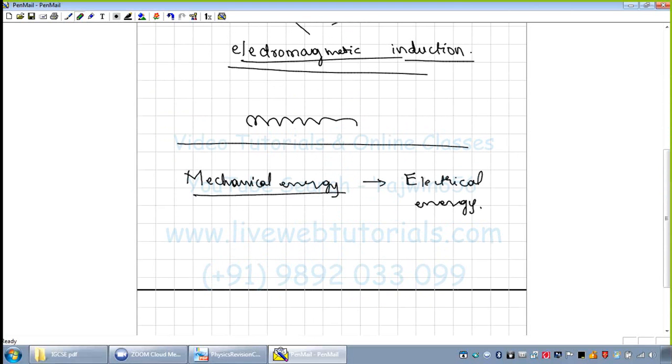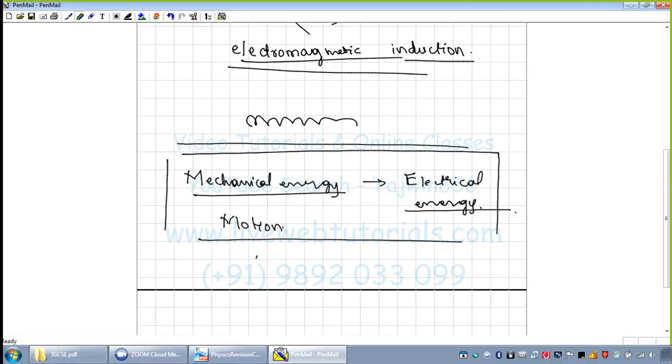So mechanical energy is from motion. We are going to get electricity out of this. Okay, so I'm going to show you the basic circuits of this device, which is going to be known as AC generator. Obviously you know what kind of current this is.